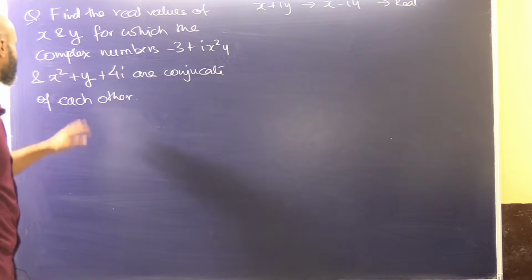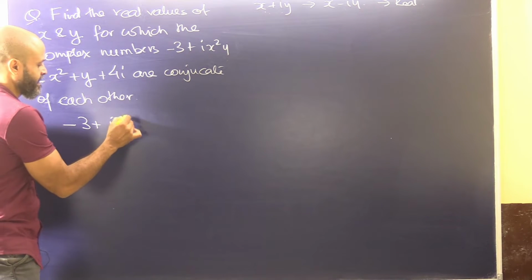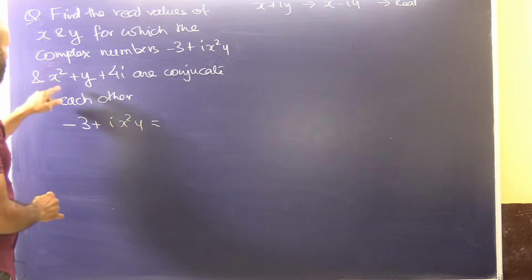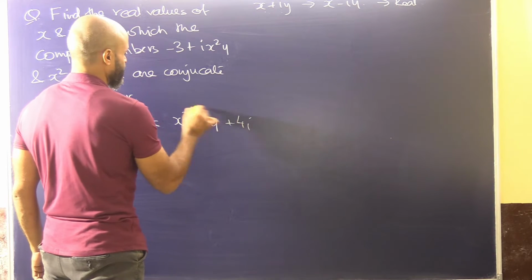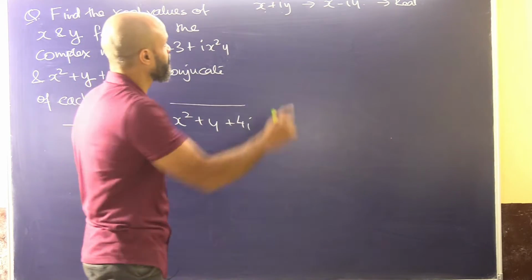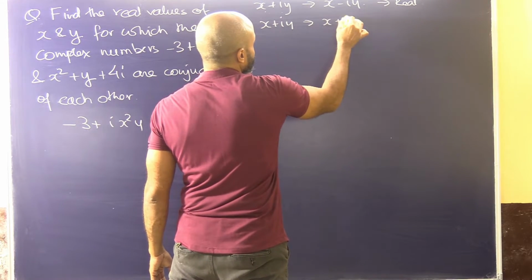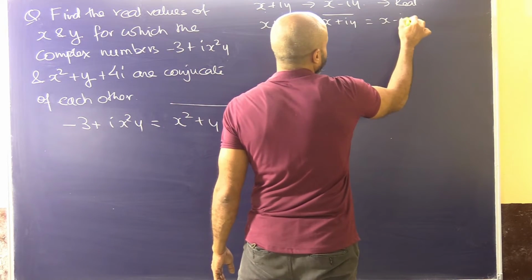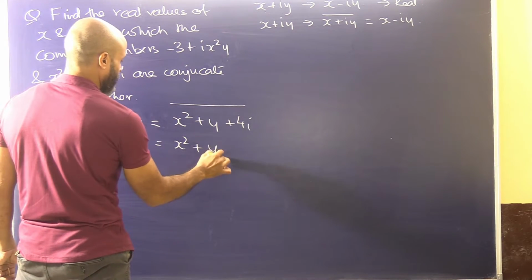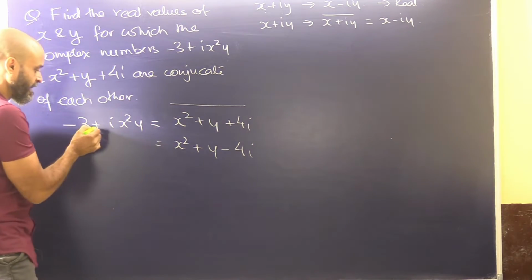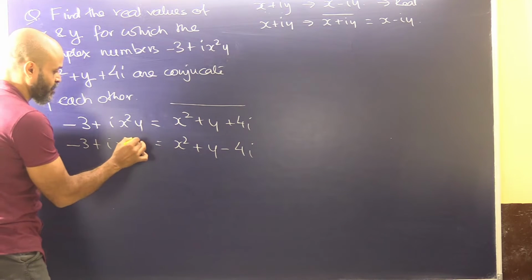Okay. Alright, so in this case we have -3 + i x²y, which is equal to x² + y + 4i. This is basically a conjugate pair. That's how we denote a conjugate pair. See, if I were to denote the conjugate of x + iy, it will be written as (x + iy) bar, which means x - iy. Okay, so I can write this. In that case, it would mean x² + y - 4i, because here in front of the imaginary part we have a plus sign. So -3 + i x²y is equal to this.